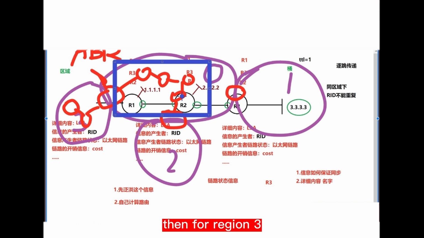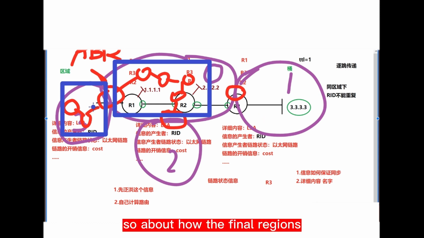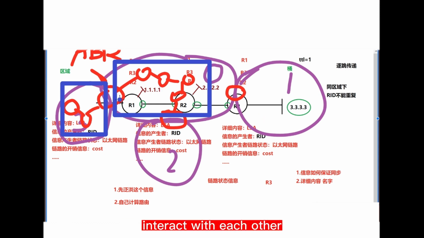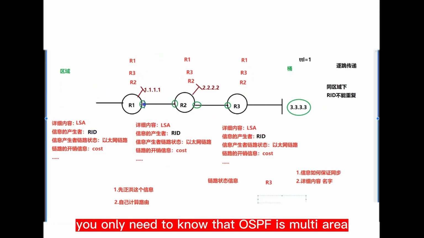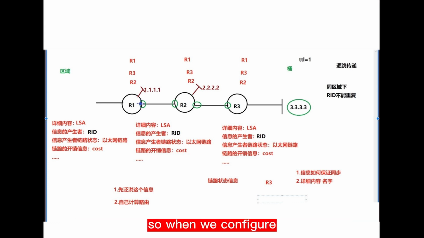Then, for area 3, these are the devices. Their interfaces go to sync LSDB. So about how the areas interact with each other, you will learn in NP. At this stage, you only need to know that OSPF is multi-area. So, when we configure, we must also specify the area.